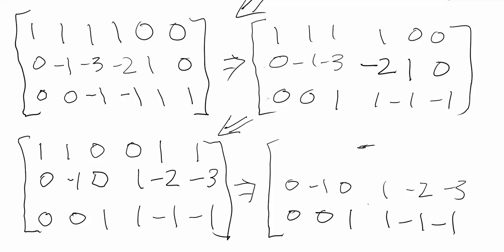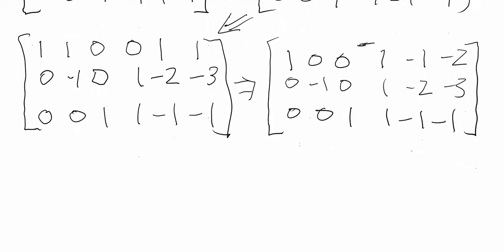And for the new row 1, what I'm going to do is take the old row 1 and the old row 2 and add them. So I get 1, 0, 0, 1, minus 1, minus 2. Again, I took the old row 1 plus the old row 2 in order to get that. And at this point, I'm just one step away from being done.